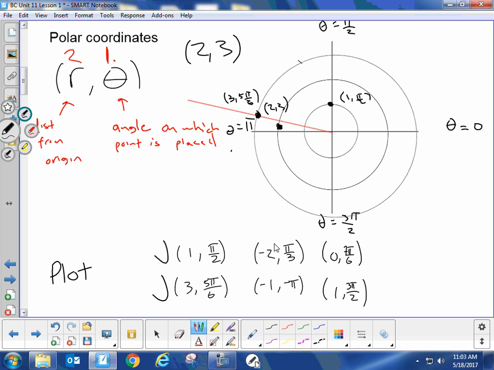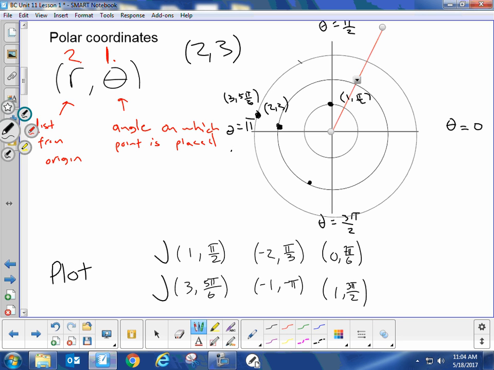Now here's a new one. -2, pi over 3. So again, first I go to pi over 3. How do I do a -r? Ideas? What do you think, Miss Cood? Instead of following your line, you just go off. Right, we will just go opposite of where my angle is going. So instead of going out 2, I'm going to go the opposite way 2.